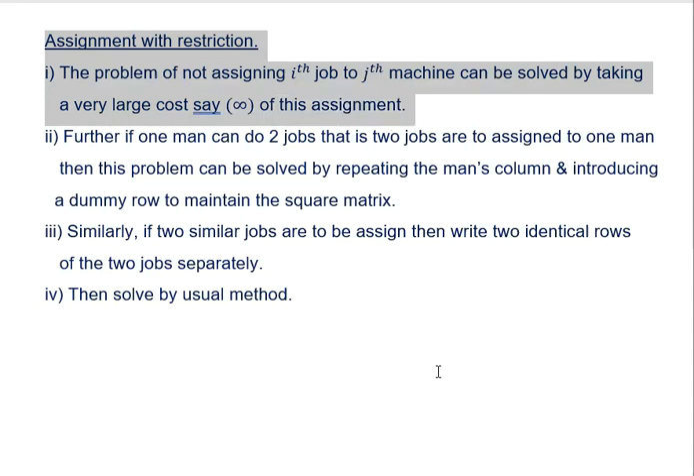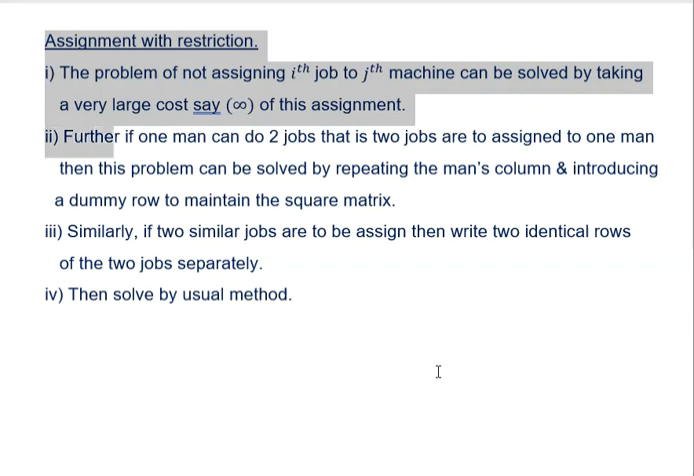So if you have an assignment problem in which there is a restriction that you cannot assign ith job to jth machine, then such a problem can be solved by taking a very large cost, infinity, of this assignment.